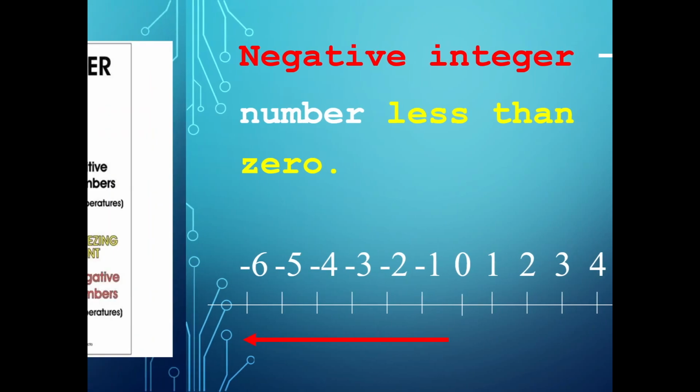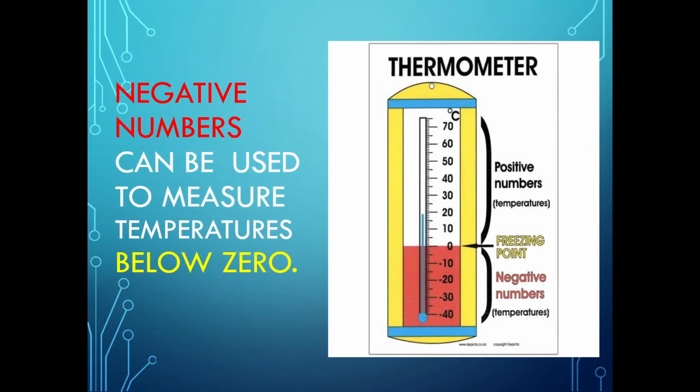Now, where do we find integers? What have you noticed over the example on your screen right now? Can I have somebody to read about negative numbers? Yes. Ryle. Go on, Ryle. Negative numbers, sir? Yes, that's it. Negative numbers can be used to measure temperature below 0.